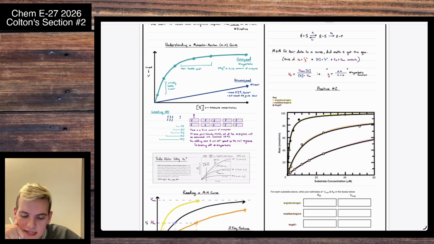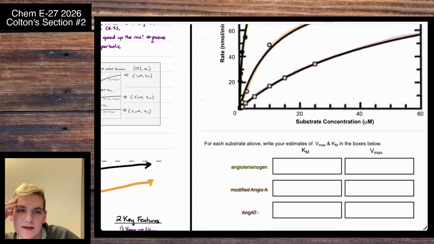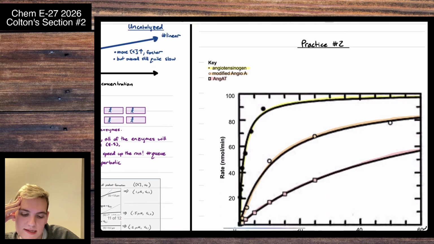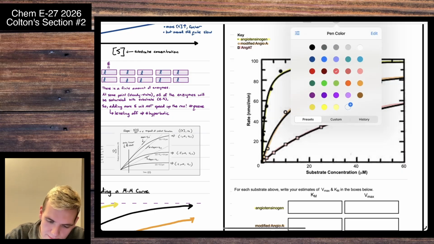So, practice number 2 here. There's a whole setup. It's connected to the angiotensinogen, whatever, from before. But honestly, look at the question stem. From each substrate, write the estimates of Vmax and Km, and then they give us 3 substrates here. So, yeah, we can do that. That's not going to be bad.